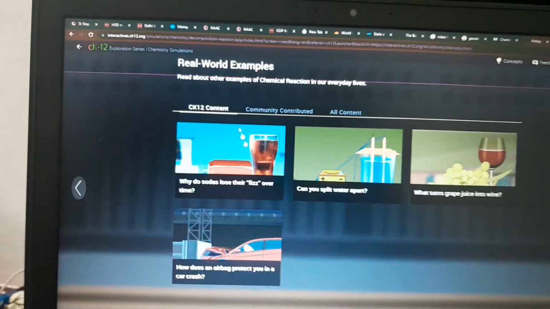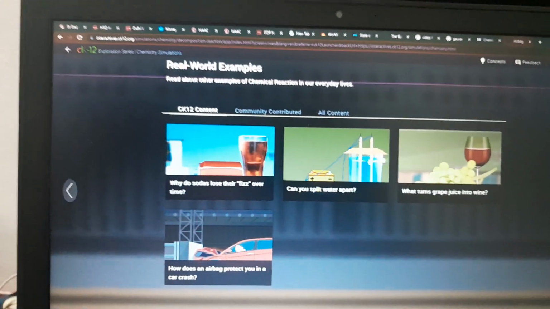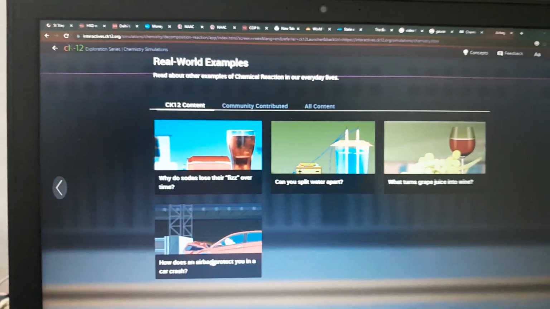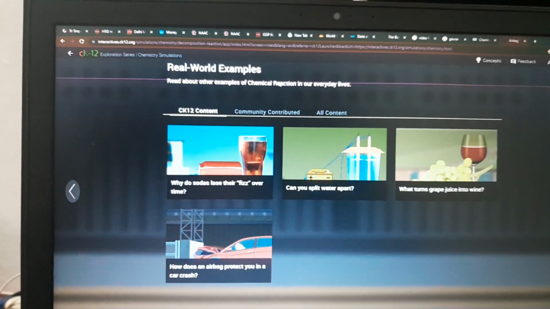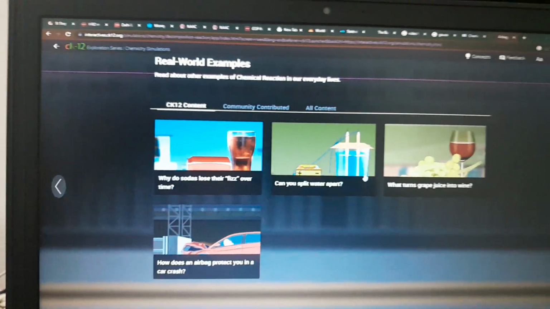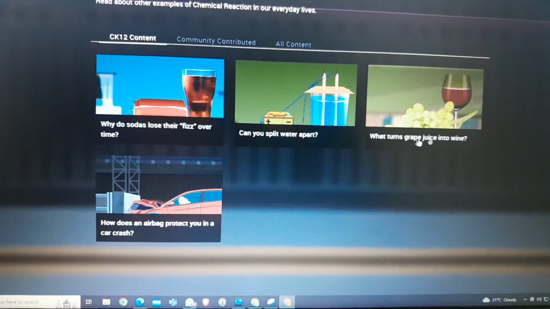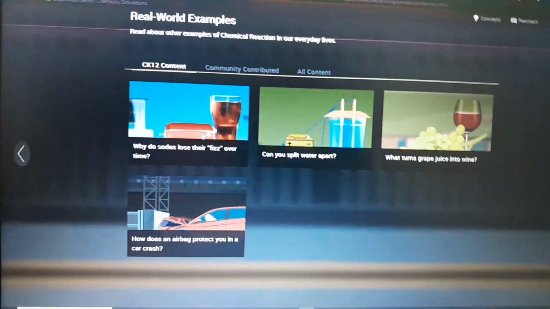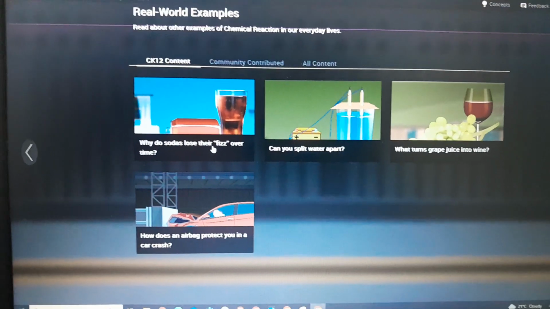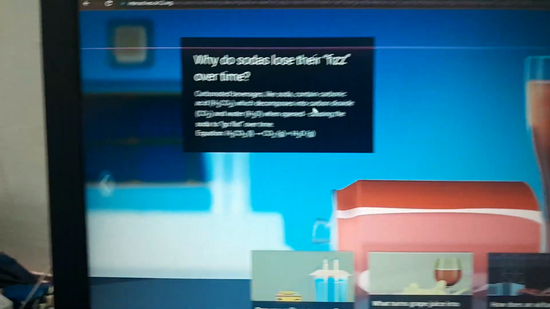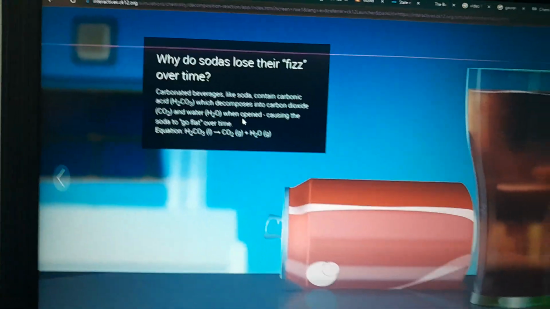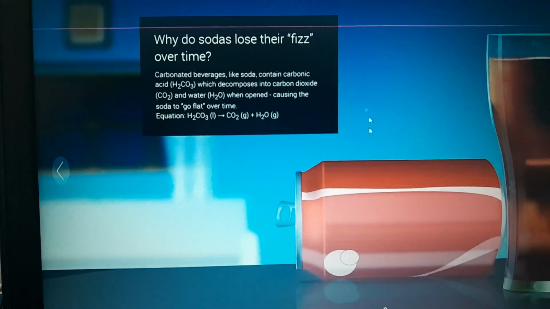So real world examples. Okay, in the same thing, we have more as well. So you can explain. I think this is from the chemical reaction itself. So related: can you split apart water? This is part of electrolysis. Grape juice, this is related to fermentation. Why do sodas lose their fizz over time? So CO2 and all. They'll give you a very brief concept, so it won't be very theoretical. It would be just enough to make you understand.